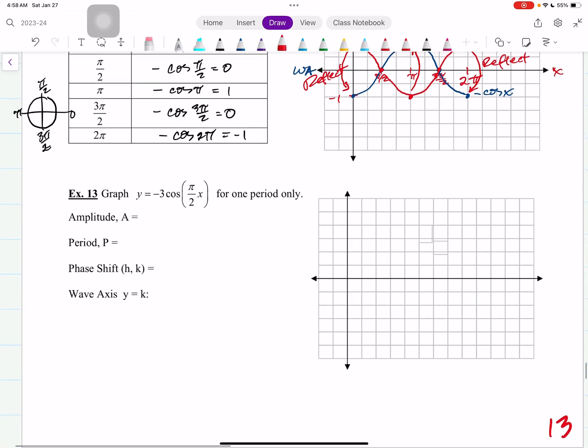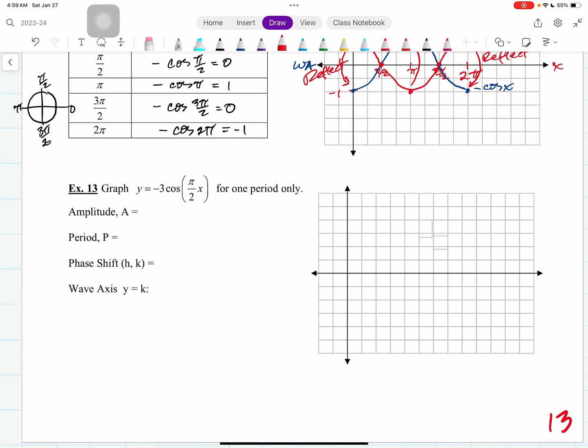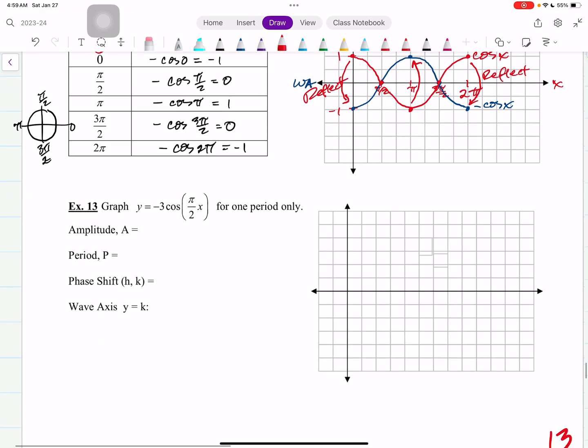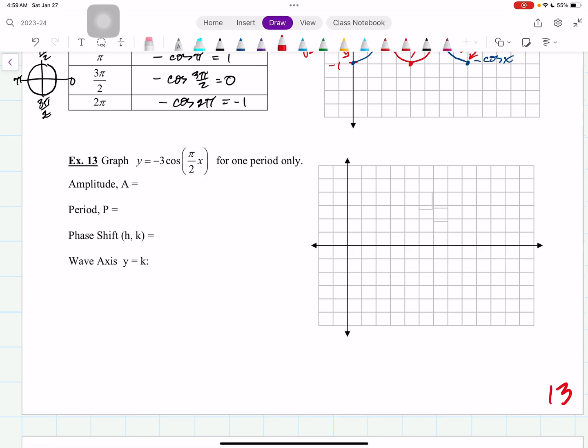All right, now let's apply it here. Example 13, here we go. The first thing we need to do is analyze. So let's do that. So we have the general function here. I'm going to write it at the top. y = a cosine(bx). That is for this function here. The most general function is y = a cosine(b(x - h)) + k, where you have a shift, which is (h, k). You have some horizontal shift and then a vertical shift.